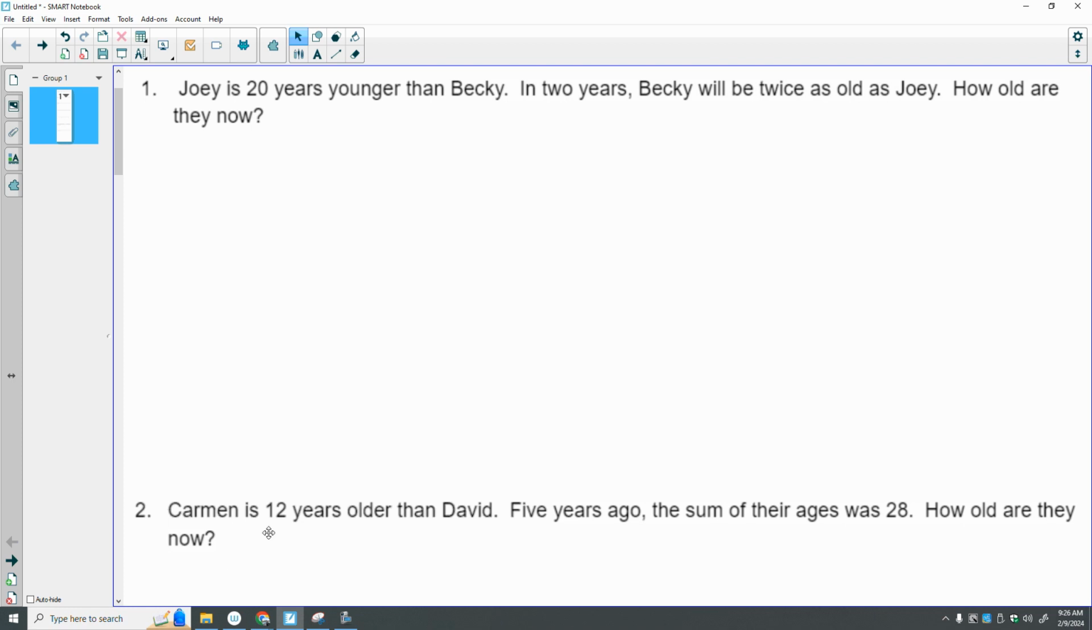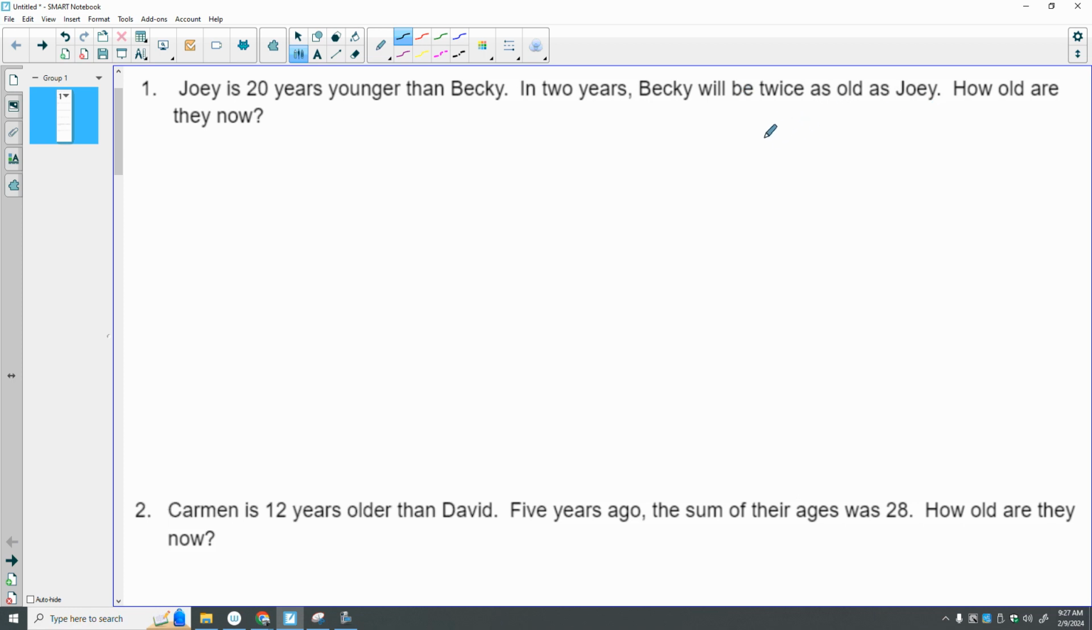So the first couple is age type problems. When we look at these, first thing to recognize, I can only have one variable in all of these problems until we get to chapter 3 and 4. We are going to have one variable. So as I read this, I need to first decide what my variable will represent. Just quick reading, Joey is 20 years younger than Becky. In 2 years, Becky will be twice as old as Joey. How old are they now?